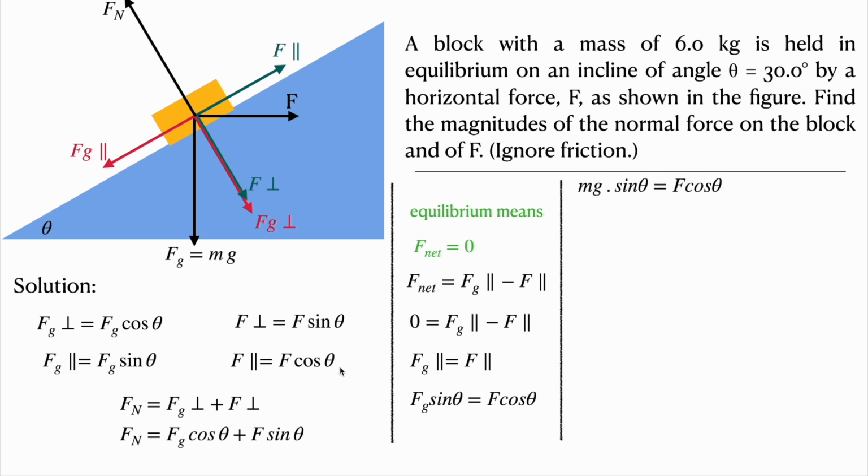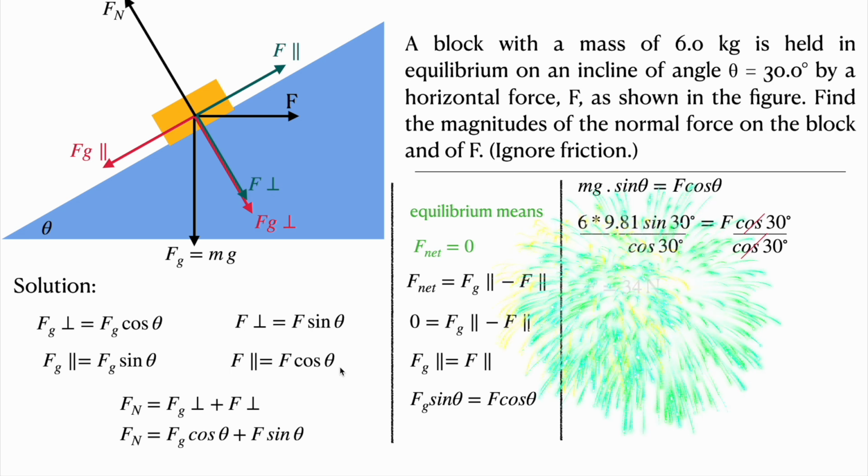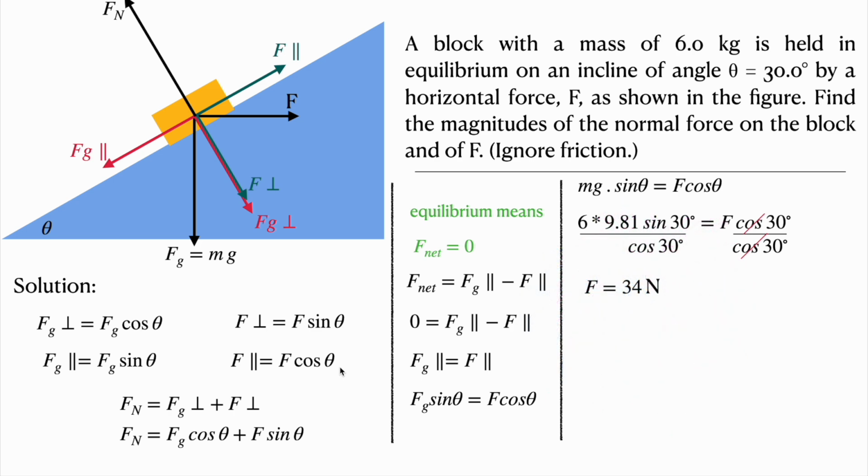So mg sine theta equals F cosine theta. Now we substitute the values: m is 6, g is 9.81, sine 30 degrees equals F cosine 30 degrees. Dividing both sides by cosine 30 degrees, what are we going to get? We're going to get this side, and then when you plug it in the calculator, you get F equals 34 Newtons.